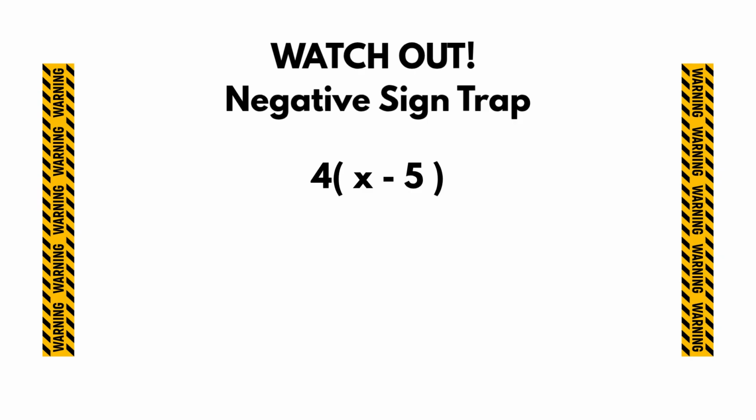Wait, before we move on, watch out for this classic negative sign trap. When you see subtraction in an expression, that minus sign belongs to the number directly after it. If you treat minus 5 as positive 5 or lose track of signs when expanding, your whole answer falls apart. Always keep the sign glued to its partner.